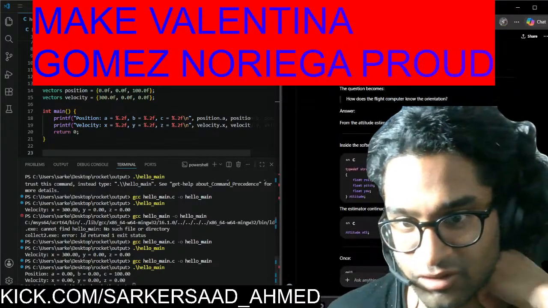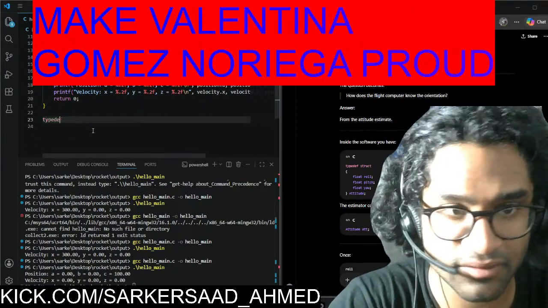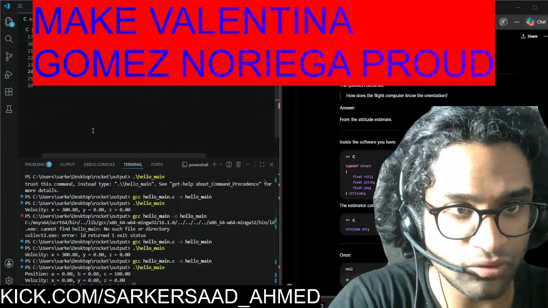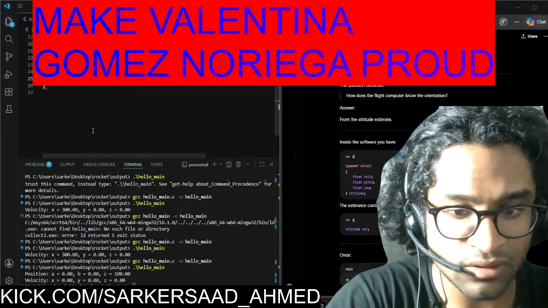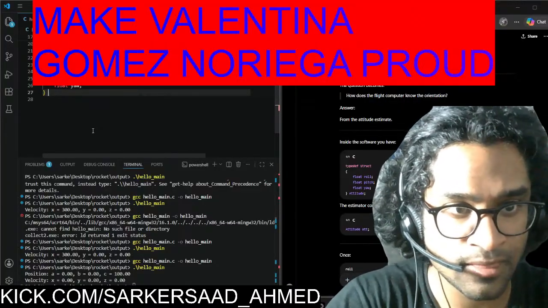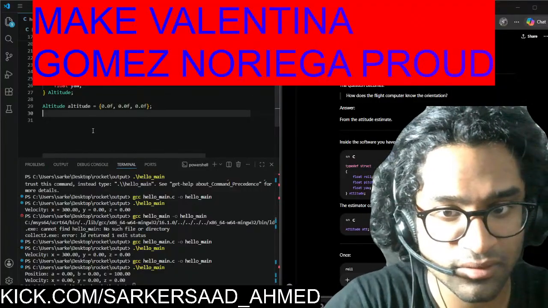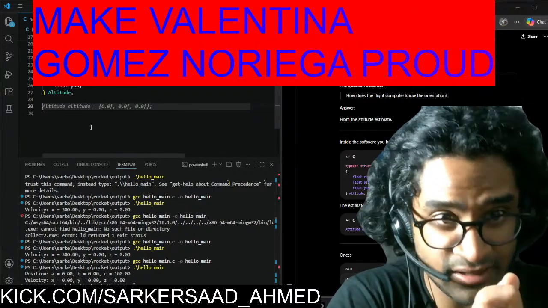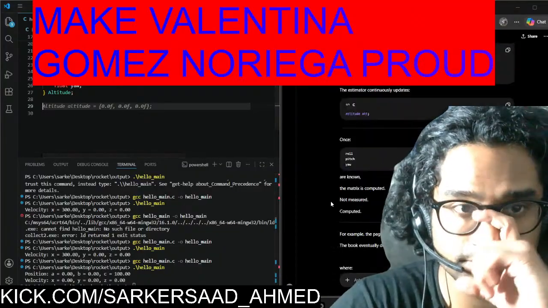The book says so we need, I'm just going to write a typedef structure: float roll, float pitch, and float yaw. And we're going to call them altitude. They'll be angles. Roll will be an angle, pitch will be an angle, yaw will be an angle.